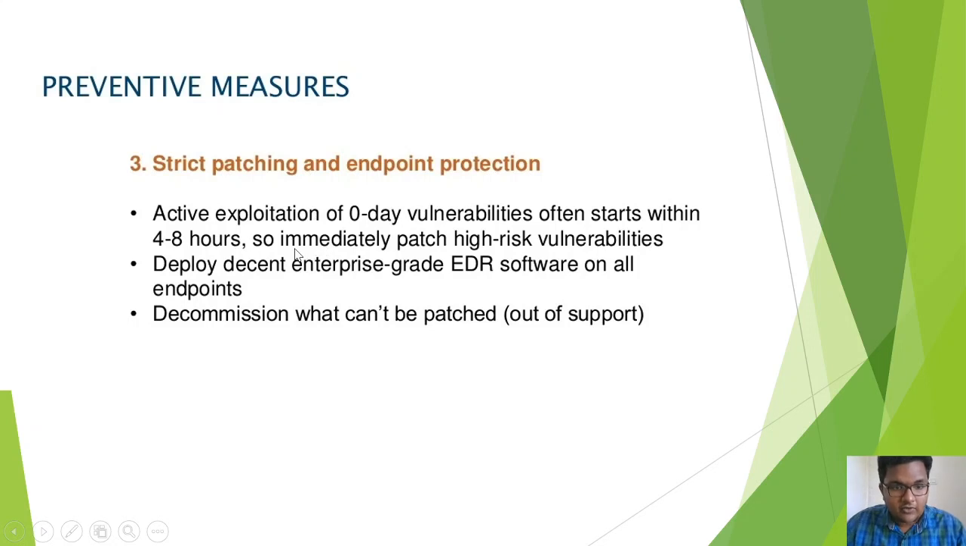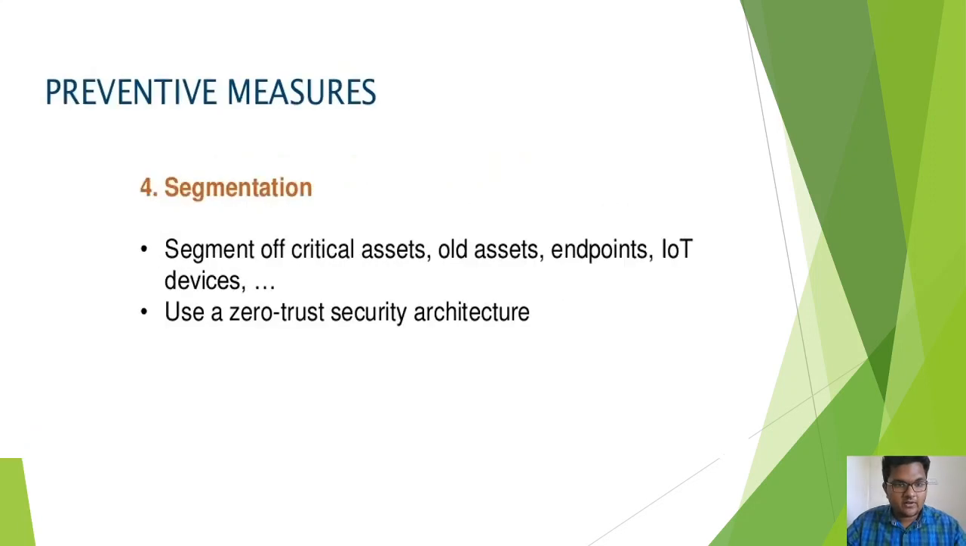The exploitation will actually start only after 4 to 8 hours. So in that 4 to 8 hours, if the attack is detected, we can safeguard our system, because the exploitation cannot be done before 4 hours. They need a minimum of 4 hours to set everything up. So strict patching and endpoint protection means the security holes should be patched, and end-to-end endpoint protection should be provided.